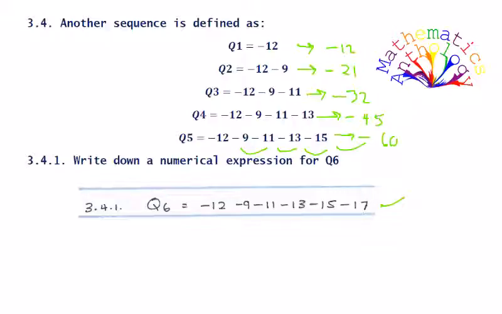So the last one there should be Q6 is equal to negative 12, minus 9, minus 11, minus 13, minus 15, and then minus 17. Okay, in the green there, I've just calculated each of those Q values as answers. We'll need to use that for the next question. So Q1 will equal negative 12, Q2 is negative 21, Q3 is negative 32, Q4 is negative 45, and Q5 is a total of negative 60 there.